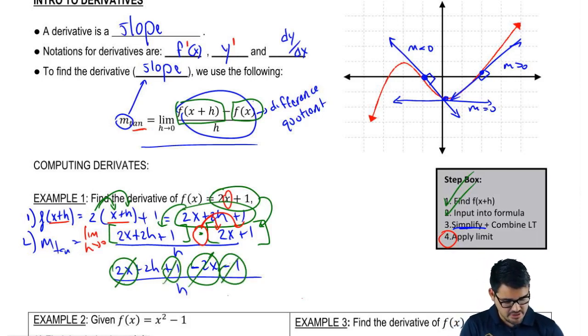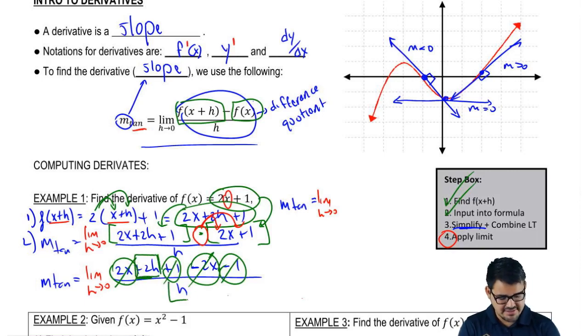So now let's be a little more formal and write m tangent is equal to the limit as h approaches 0. And now we're going to rewrite this here. The m tangent is equal to the limit as h approaches 0 of, all that we have left is just this positive 2h and this h on the bottom. So we're going to just leave that there, 2h and h.